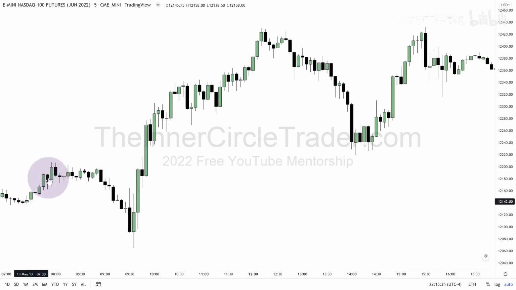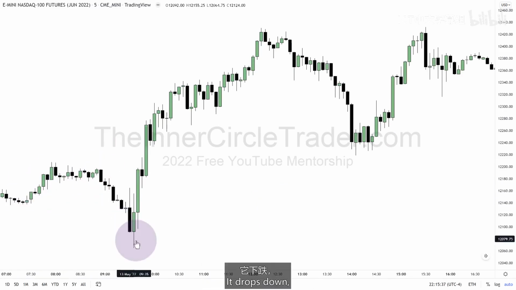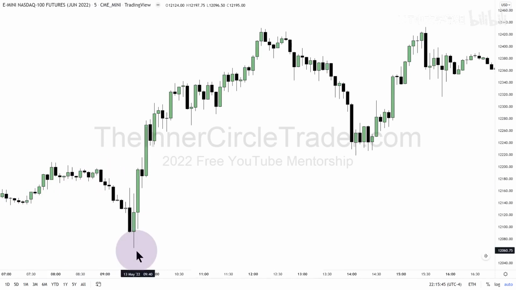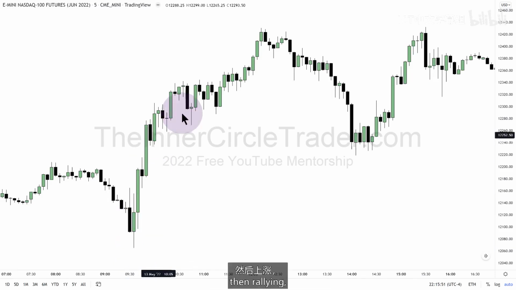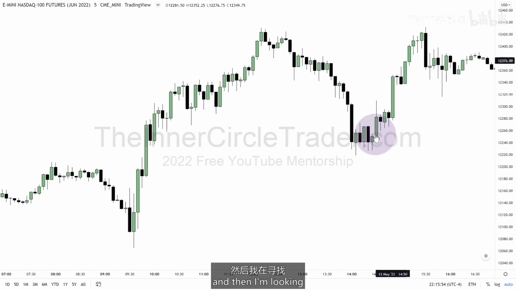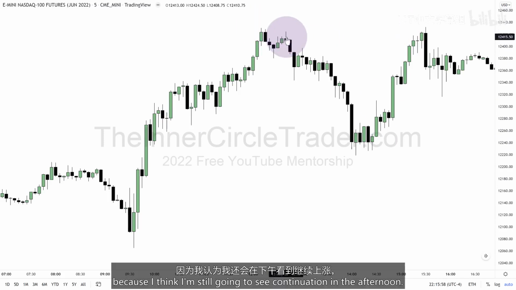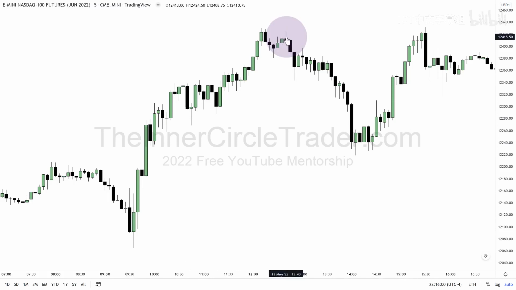Okay, so we can see here's our consolidation. It drops down, creates the low of the day, power 3. So it's accumulating long positions, manipulating early longs out of the market, taking out the stops overnight, then rallying, and then I'm looking for the continuation up to take out the relative equal highs here, because I think I'm still going to see continuation in the afternoon.